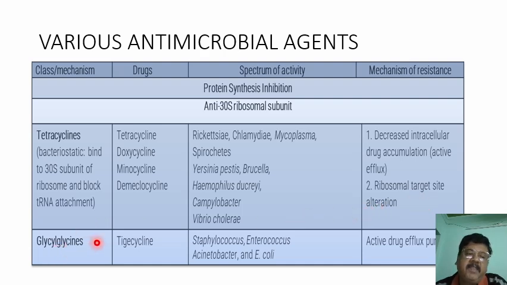Then glycylcyclines, tigecycline is the example, active against Staphylococcus, Enterococcus, Acinetobacter, and E. coli. The mechanism of drug resistance is the active drug efflux pump.